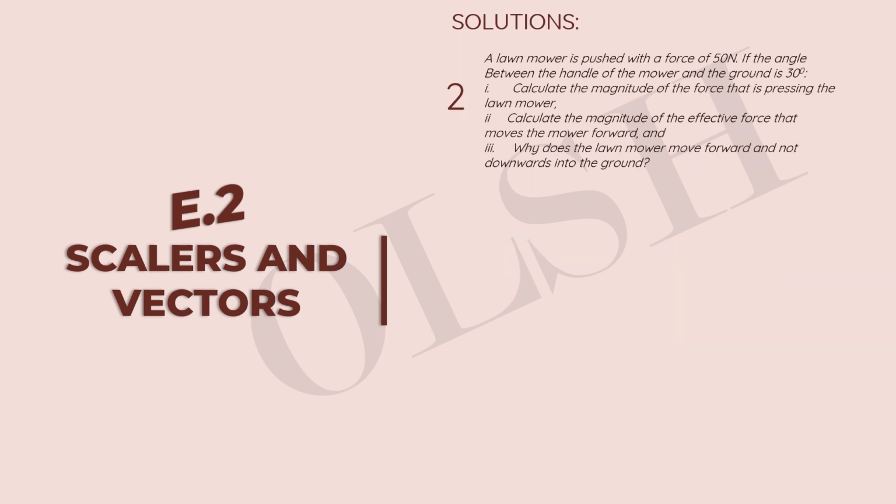A lawnmower is pushed with a force of 50 newtons. If the angle between the handle of the mower and the ground is 30 degrees, one, calculate the magnitude of the force that is pressing the lawnmower. Then also two, calculate the magnitude of the effective force that moves the mower forward.